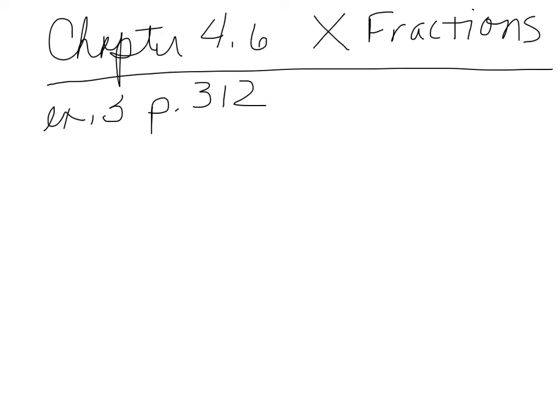All right, and we're continuing on with example 3 in chapter 4.6, and we're multiplying fractions, and there's lots of ways you can do it as long as you show me all your work and have it come on down. So example 3 on page 312 in the book is 2/7 times negative 3/8.